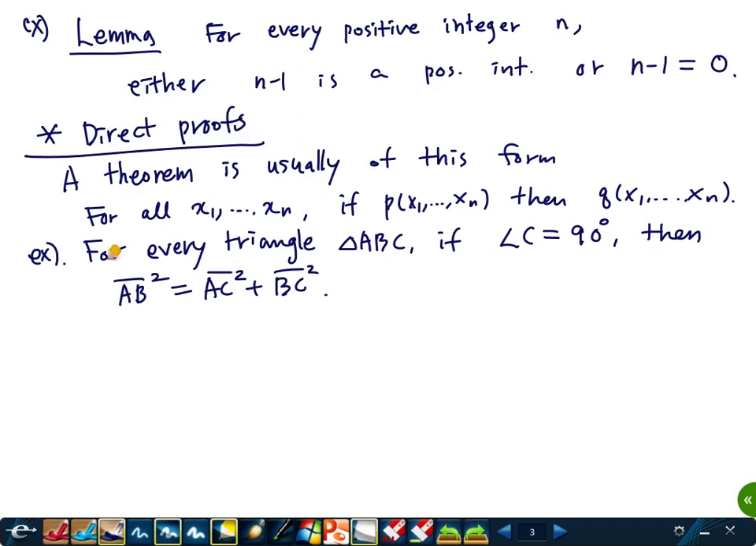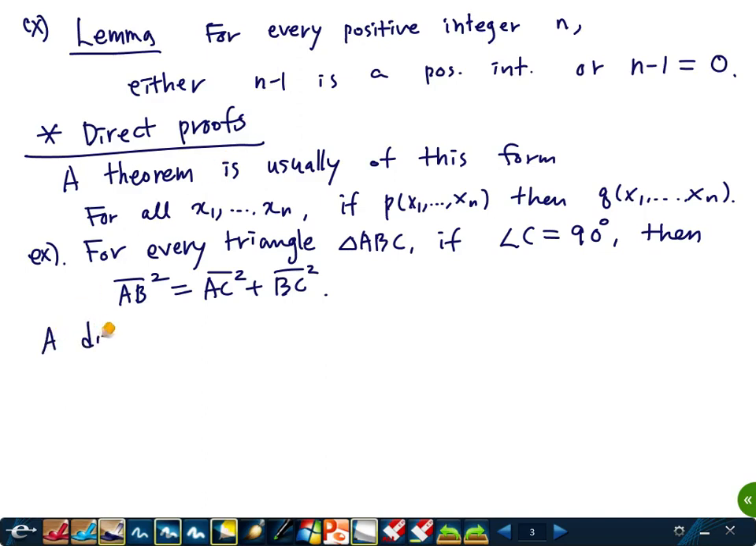So a theorem looks like this. For every something, if something happens, then something happens. This is an example of a theorem of this form. Many theorems are like this. So what is a direct proof?